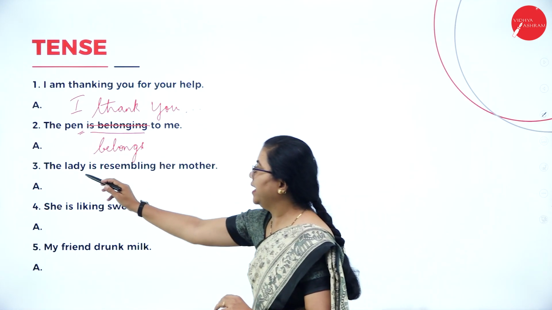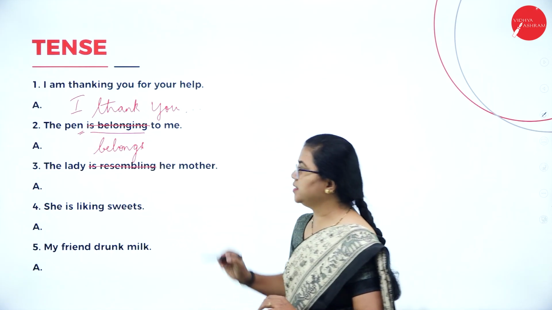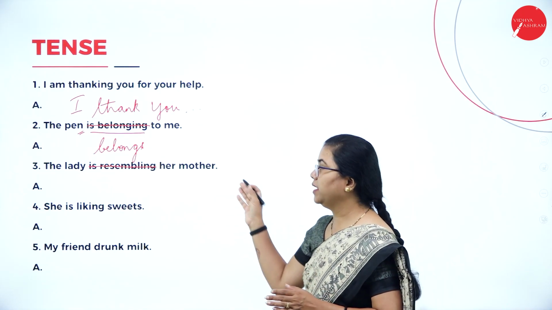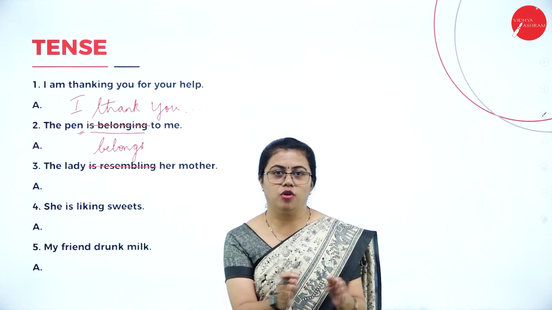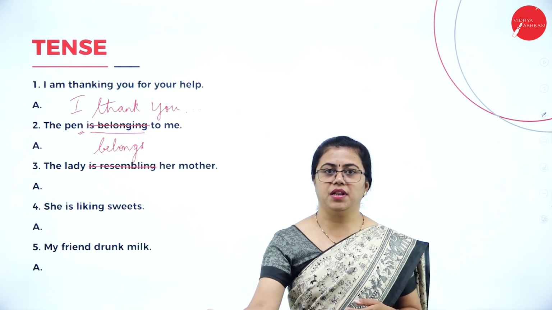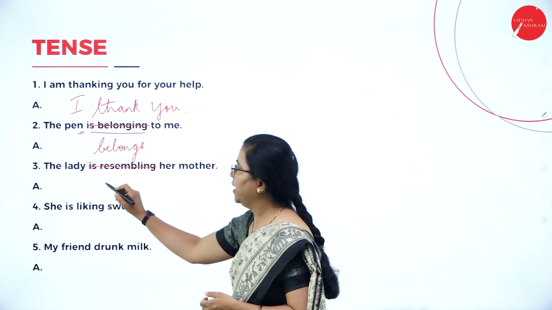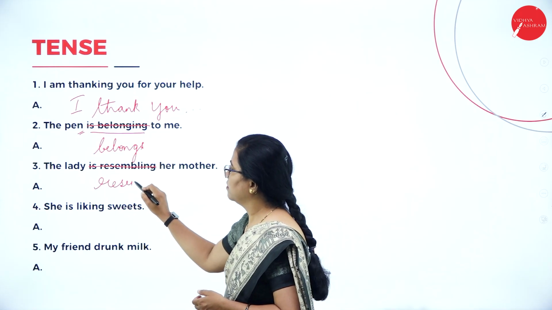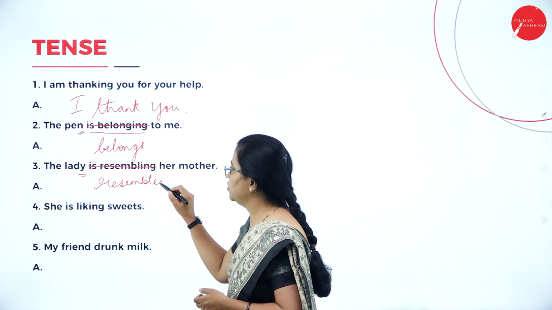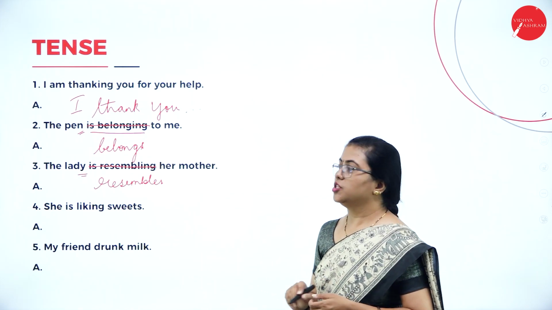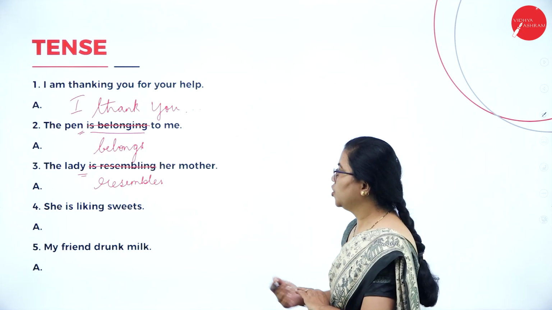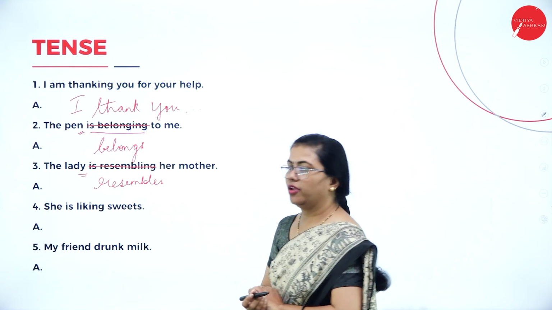Okay, then the lady is resembling. Again, continuous tense. It has to be changed to the simple present tense. The lady is resembling her mother means that only now, at present, she is resembling her mother. Is it? She always does resemble her mother, isn't it? So here, the lady resembles. I am using it with s because this is singular. If that was plural, the ladies resemble their mother. Here it is singular, so I have used a singular verb.